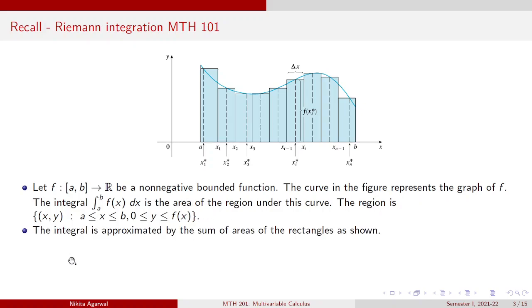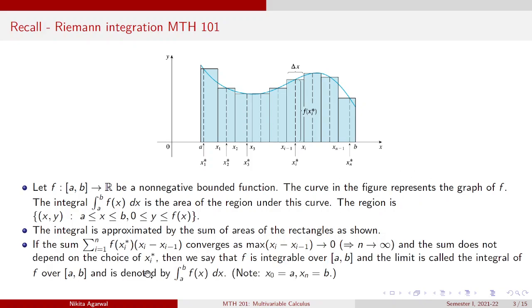So how do you compute this integral? The integral is approximated by the sum of areas of the rectangles as shown. So you draw a large number of rectangles which approximate this area, and you let these rectangles basically become larger and larger in number.